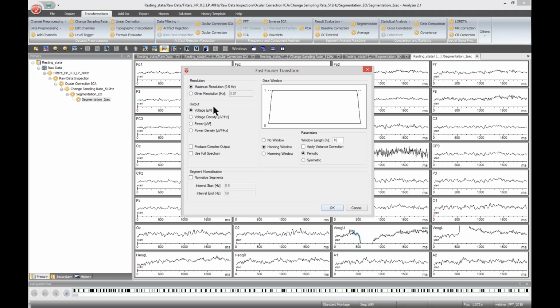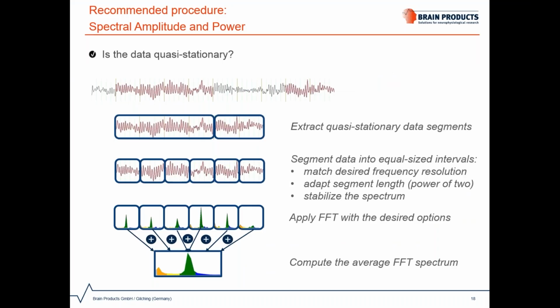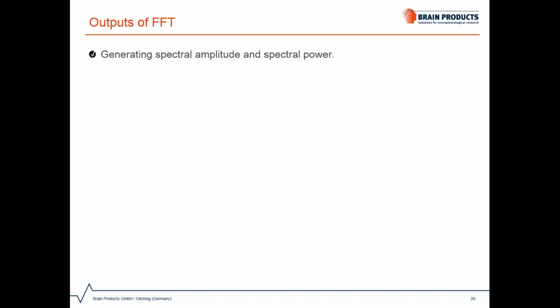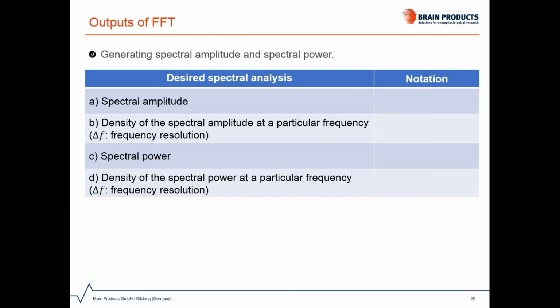Let me briefly go back to the slide and mention the possible use cases of each option. Okay, if your goal is to obtain spectral amplitude at each frequency bin, then you can select the output option voltage, which is basically taking the magnitude of the Fourier coefficients.